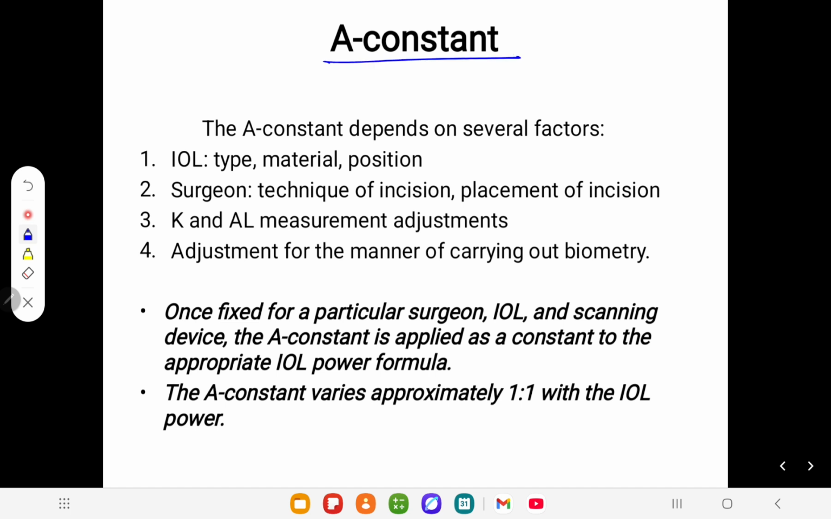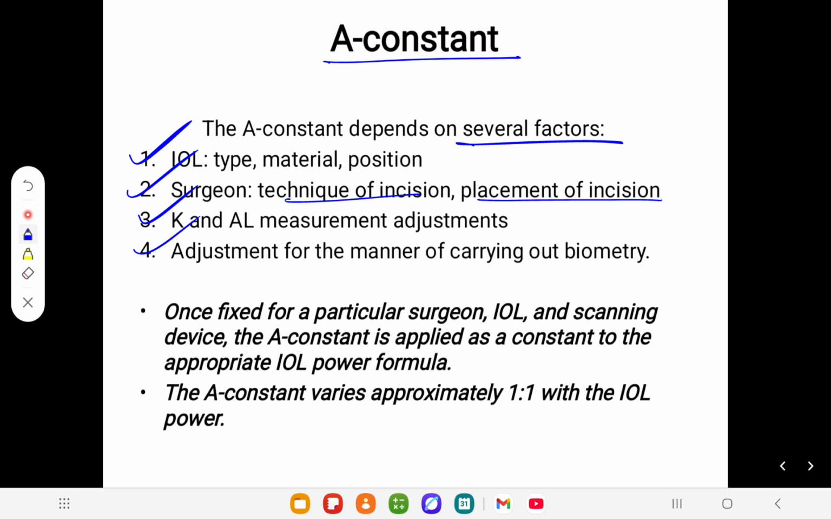The A constant depends on several factors. These are the four very important factors I am talking about. The A constant depends upon IOL material, the actual position of the IOL and type of IOL, basically ACIOL, PCIOL, and the material it is made of, whether PMMA or other things. Second is surgeon factors, which means the technique of incision and placement of the incision. It matters. Third factor, K and axial length measurement adjustment factor, which we will definitely talk about in SRK second. Fourth, adjustment for the manner of carrying out the biometry. It also depends upon that. So there are four factors that the A constant depends upon.